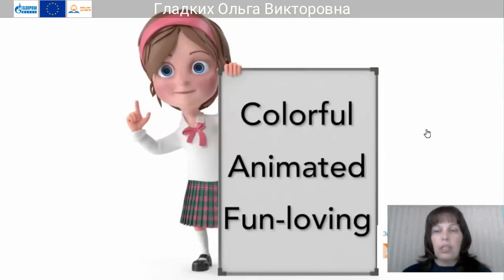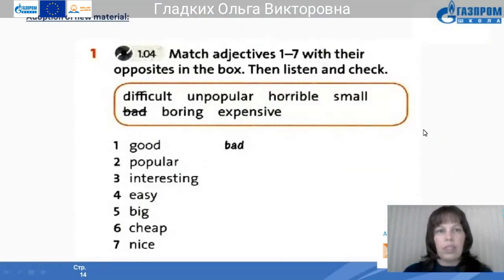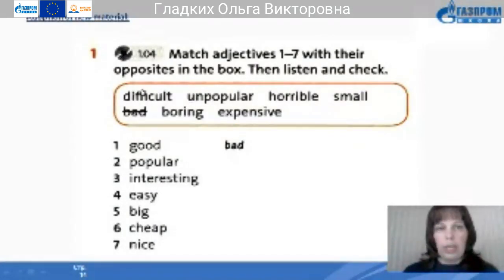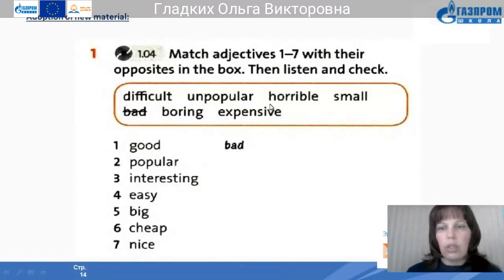And now, let's do some exercises. Match adjectives 1 to 7 with their opposites in the box. Then listen and check. So we have such adjectives as difficult, unpopular, horrible, small, bad, boring, expensive. And you should find the opposite meaning of these adjectives. Example, good, bad. So please do this exercise in your copybooks, and then we'll listen and check.